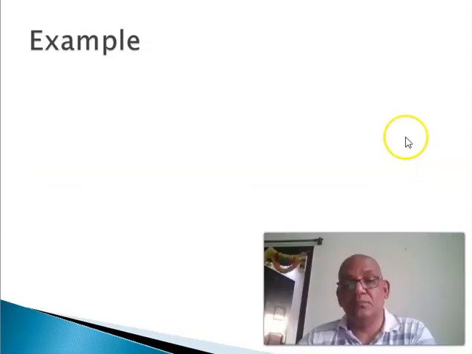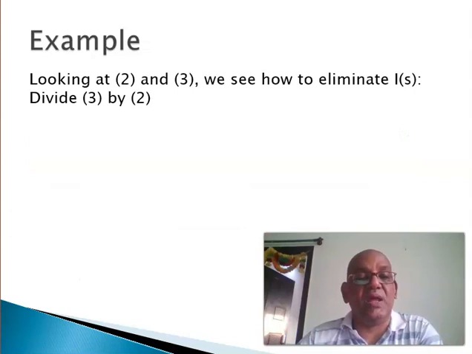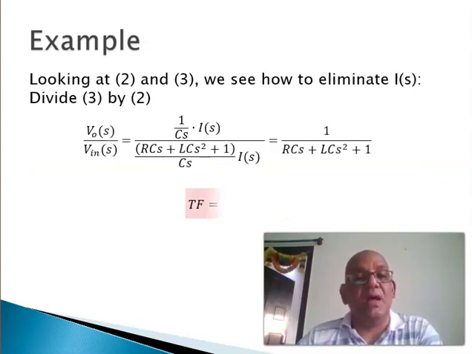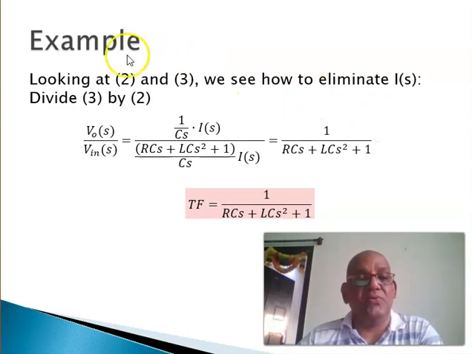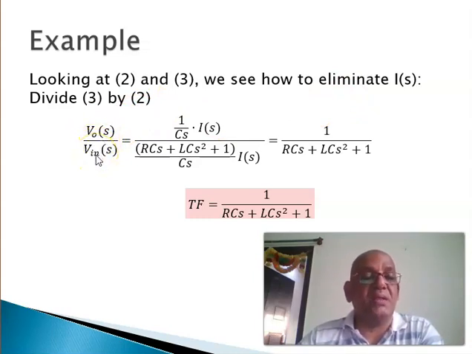If you go back and carefully look at equations 2 and 3, it becomes apparent in a second how we can eliminate the intermediate variable I of S to get the transfer function VO of S divided by V in of S. We want VO of S and V in of S in the picture. We want to eliminate this I of S. That we can do simply by dividing equation 2 with 3. And we see that this is the transfer function of the system with input as Vi in, output as VO.